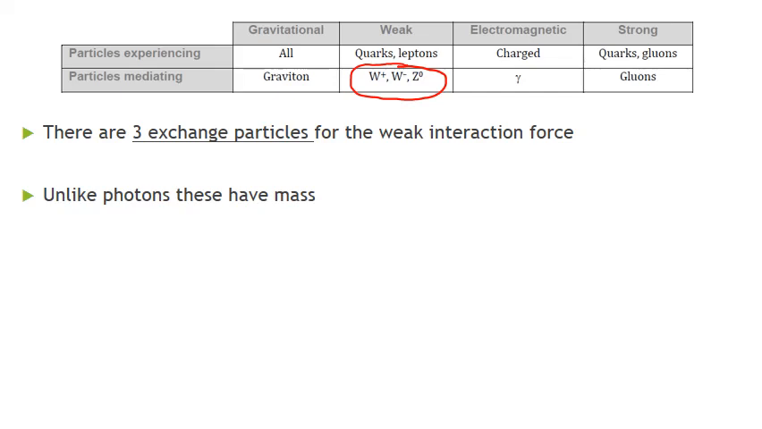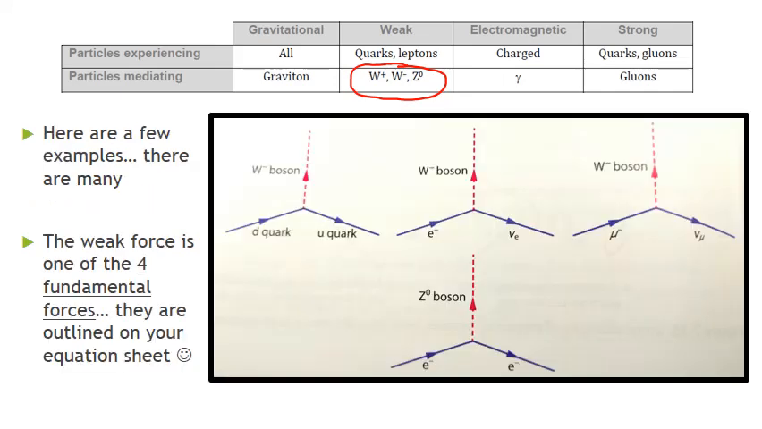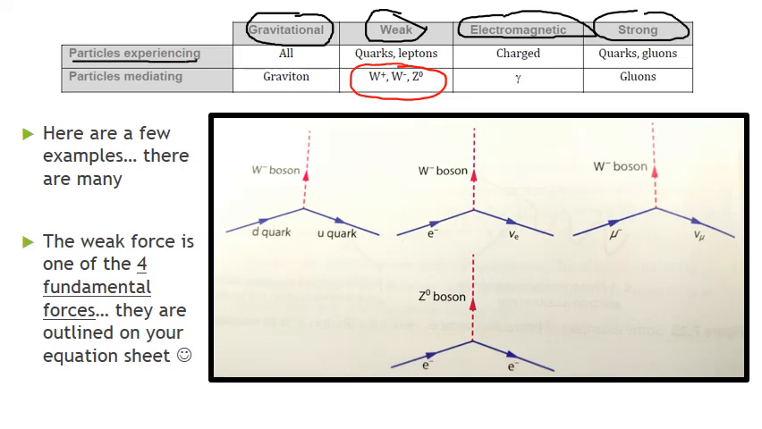Okay, so now we're ready to talk about the three exchange particles for the weak force. We kind of brushed over the weak force earlier on, but now we're going to unpack the weak force a little bit more. Unlike photons, these particles, the W and Z bosons, do actually have mass. If we take a look at the four fundamental forces, this is the bottom of your equation sheet. It's kind of nice. They unpack each of them for you. You have the weak nuclear, the gravitational, the electromagnetic, and you also have the strong force. They also talk about the particles that are interacting. So that's really nice. With the weak force, there's a lot of different examples. We'll just look at a few here.